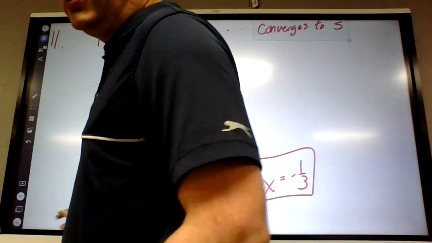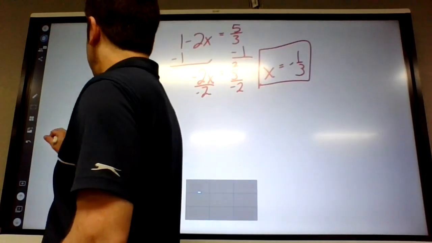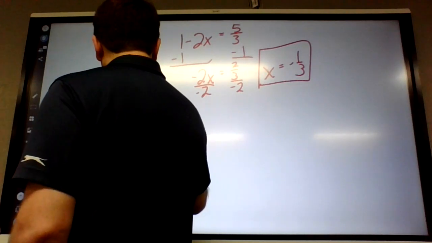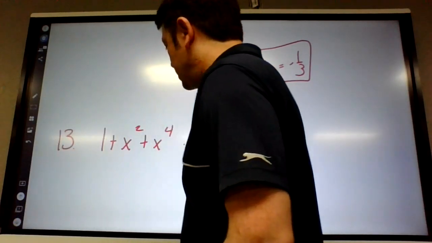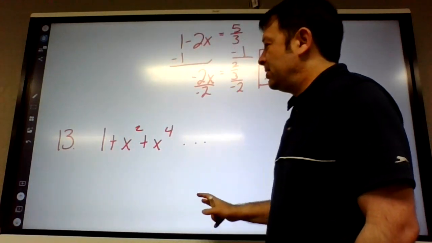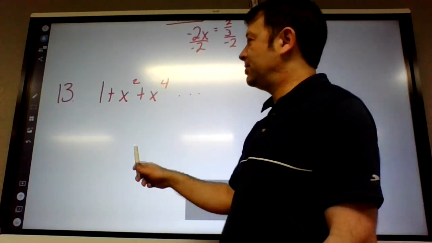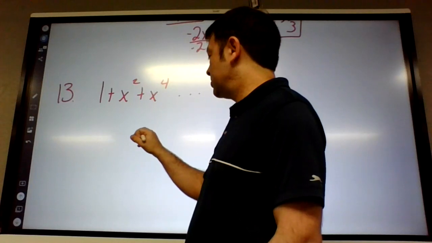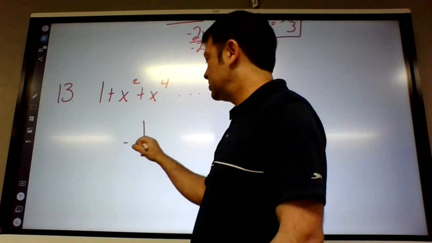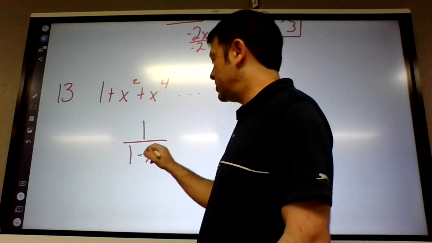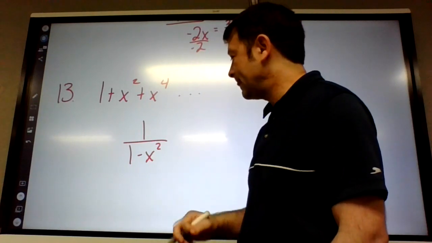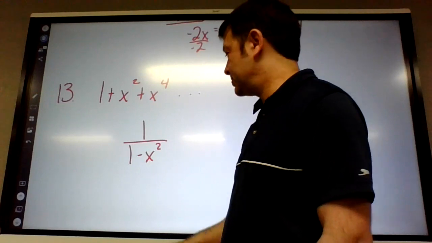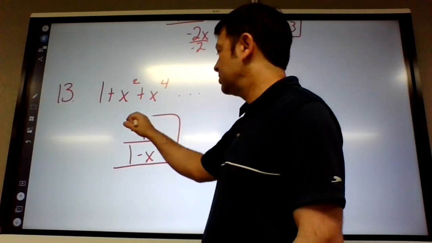Okay, so 13 is 1 plus x squared, and so on. So what is the common ratio? x squared, multiplying by x squared there. So the first term is 1, and we're going to do 1 over 1 minus x squared. That doesn't really simplify it. They just stop there. That's it.